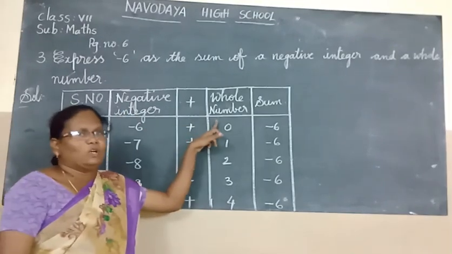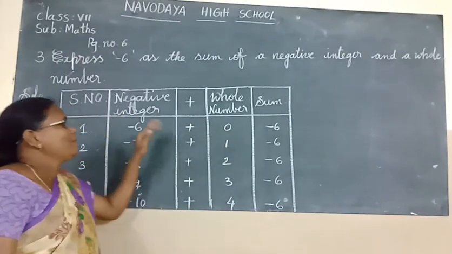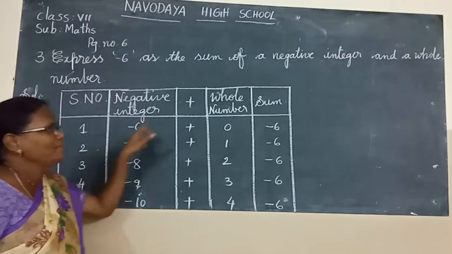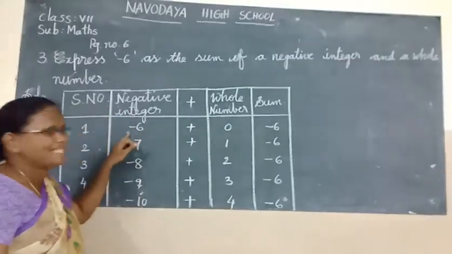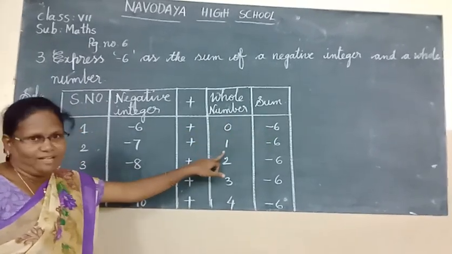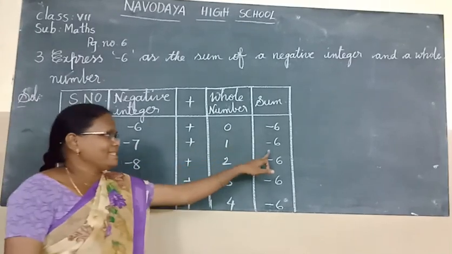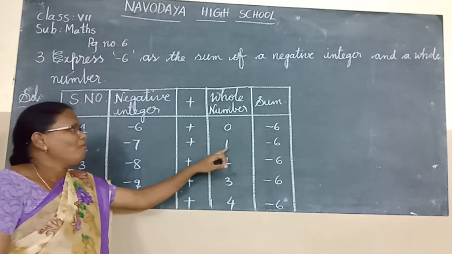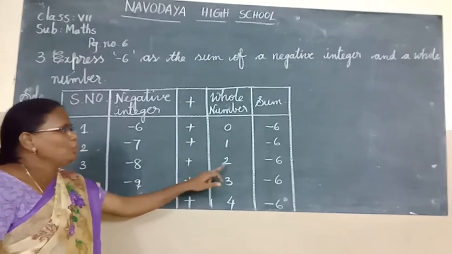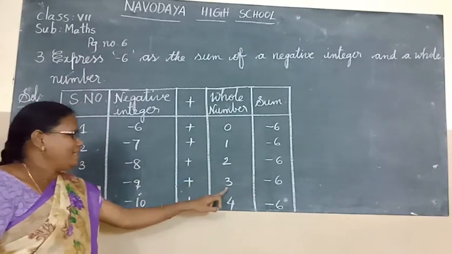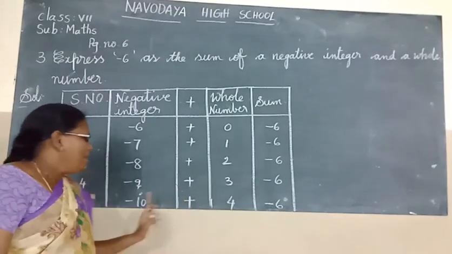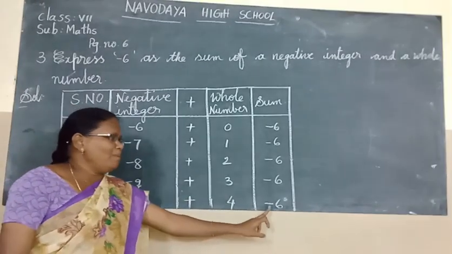Here, what is the least whole number? 0. To 0, how much are we adding to get -6? -6 plus 0 is equal to -6. What is the next whole number? 1. -7 plus 1 is equal to -6. Next, 2: -8 plus 2 is equal to -6. 3: -9 plus 3 is equal to -6. -10 plus 4 is equal to -6.